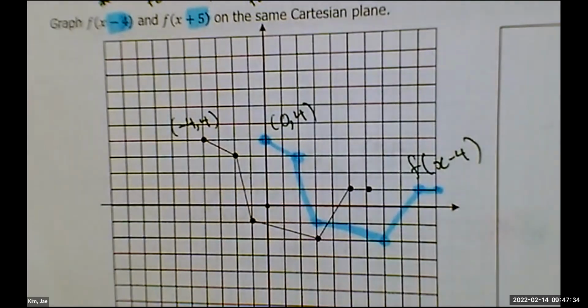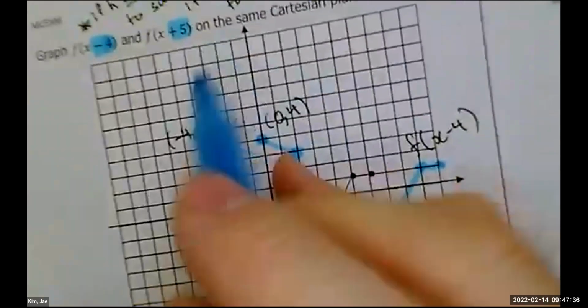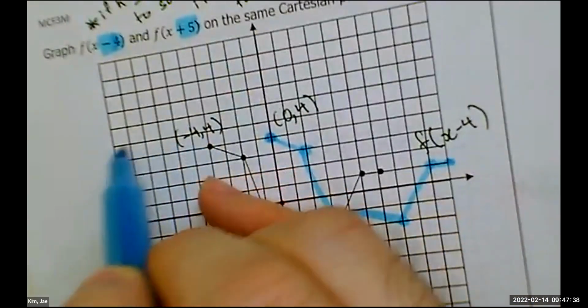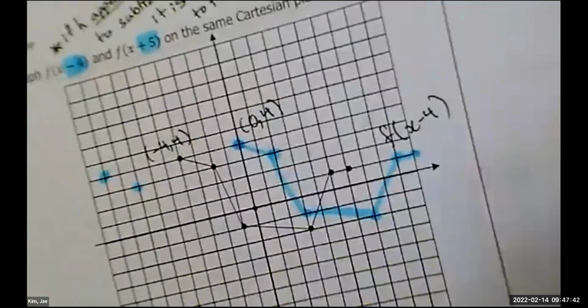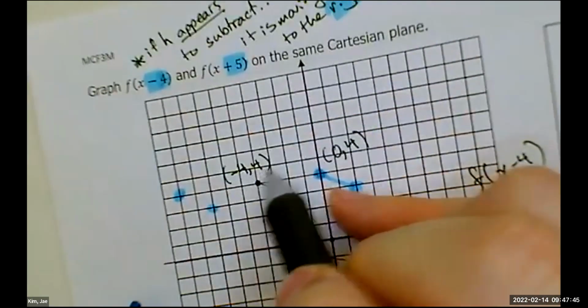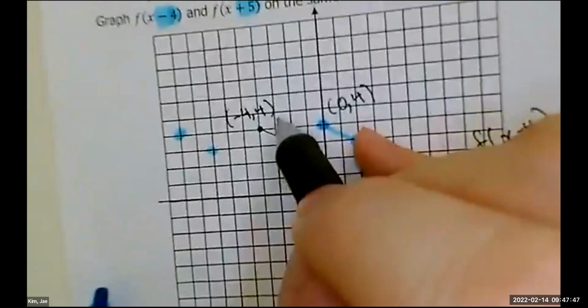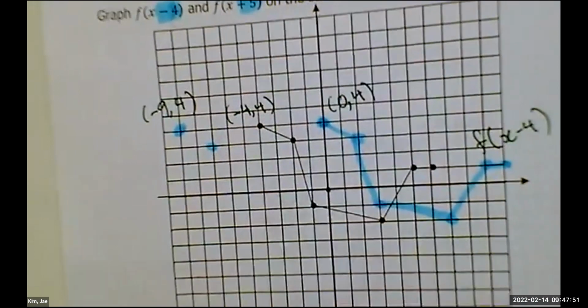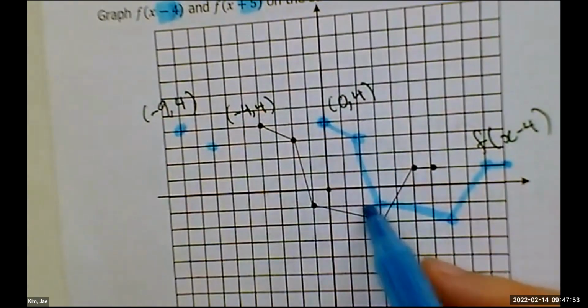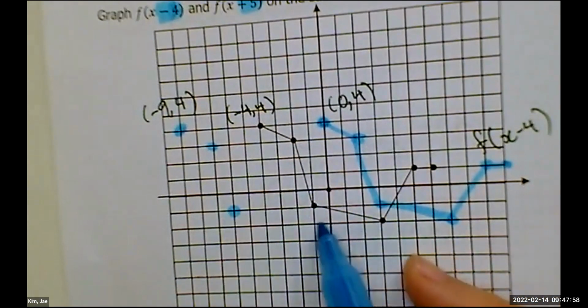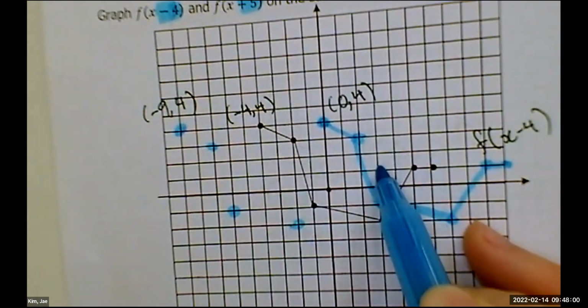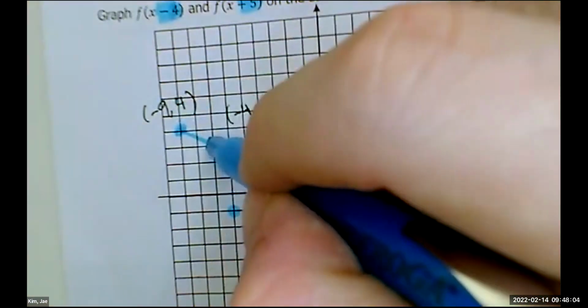For the most part, I think it's pretty good. So again, we have 1, 2, 3, 4, 5. I'm moving 5 to the left. And so my point, notice that the positive 4 doesn't change because I'm not changing the y value. This is negative 9, 4. That's it.